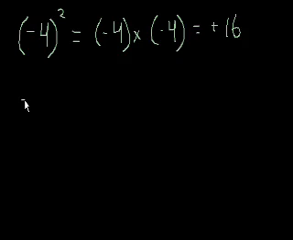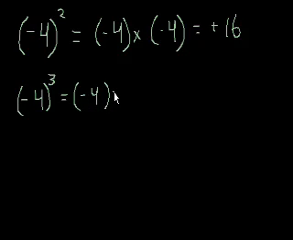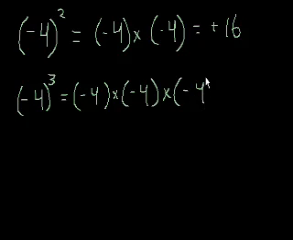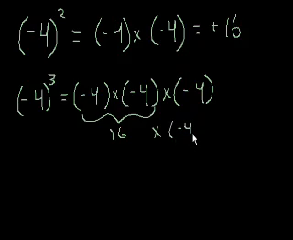If I were to ask you what negative 4 to the third power is, well, that equals negative 4 times negative 4 times negative 4. Well, we know already that negative 4 times negative 4 equals positive 16, and then we multiply that times negative 4. And then that equals negative 64.